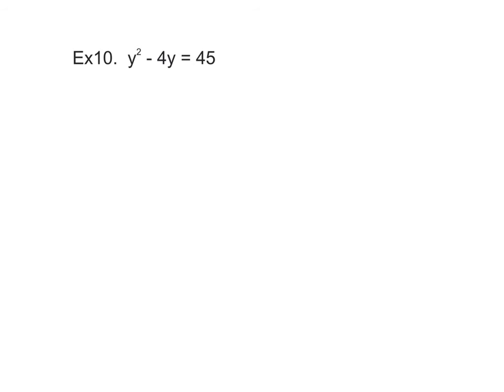Here's one that's really different. We don't have that 0. So I'm going to go ahead and subtract 45 from both sides to get a 0. Now it looks more like what we started with in the other examples. This is the letter Y, but it doesn't make any difference. If you don't like the different letters, just change them to X's.